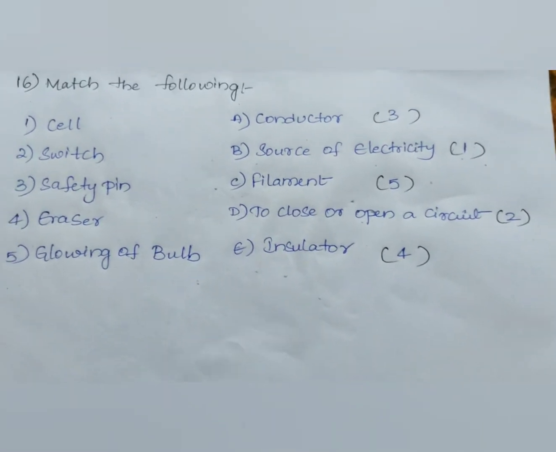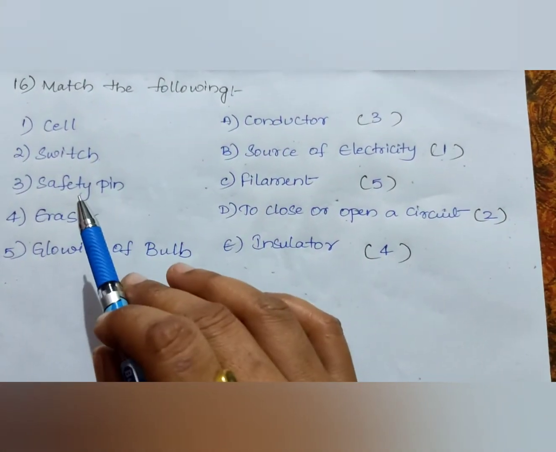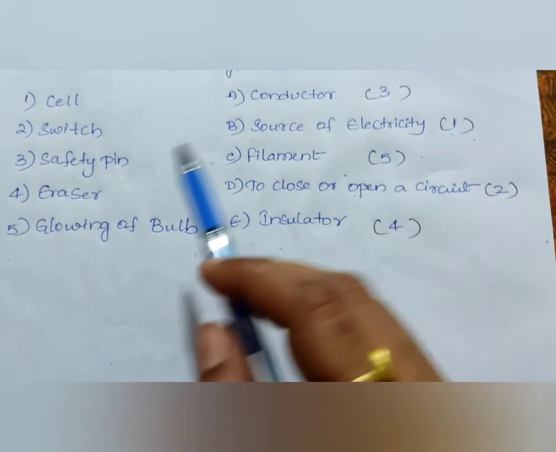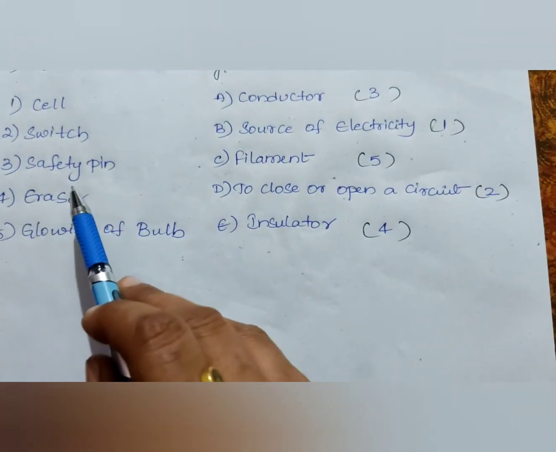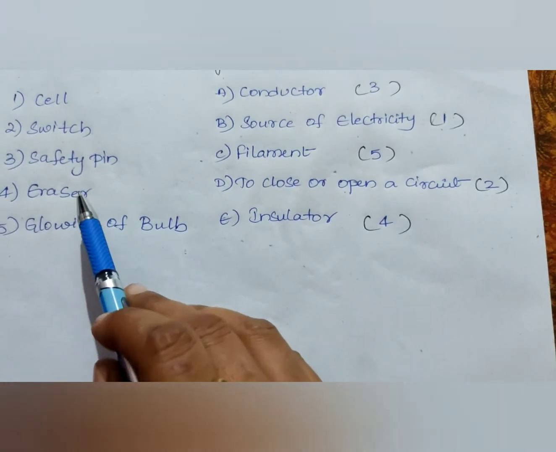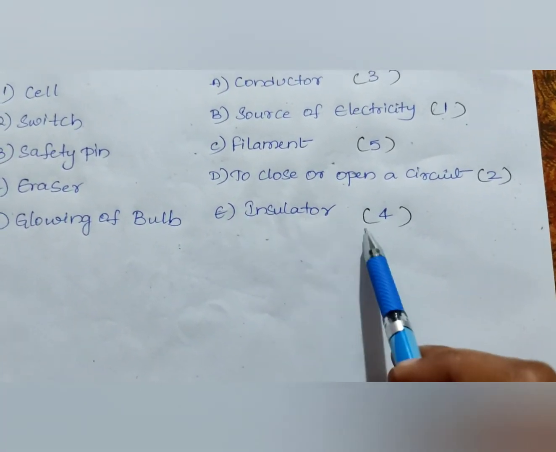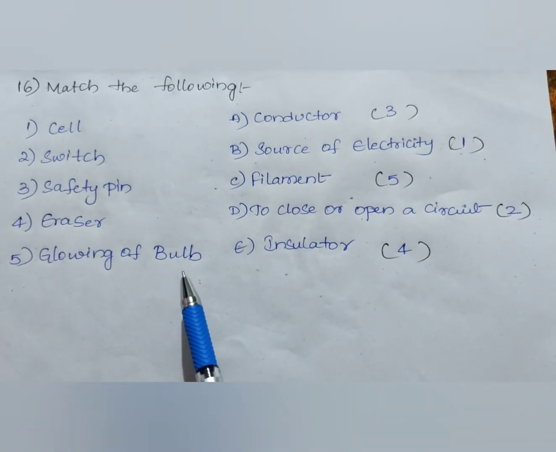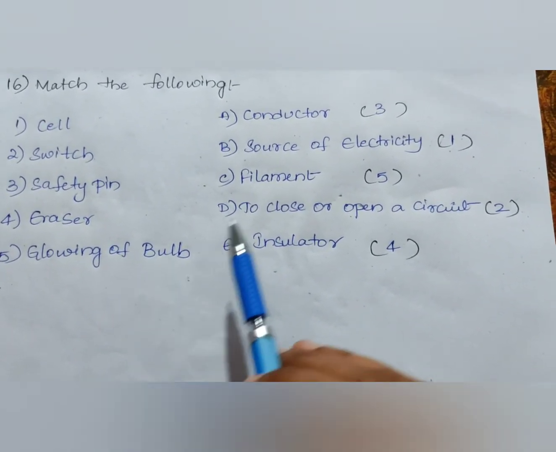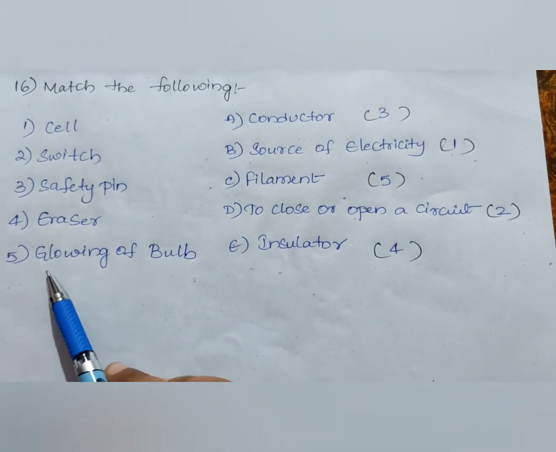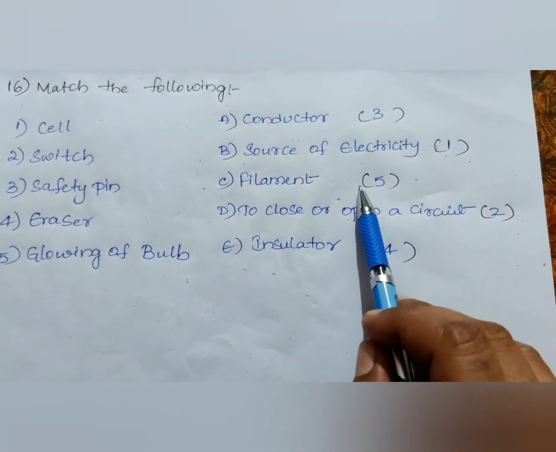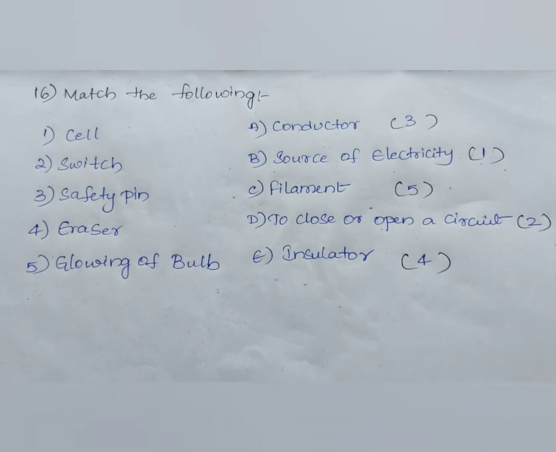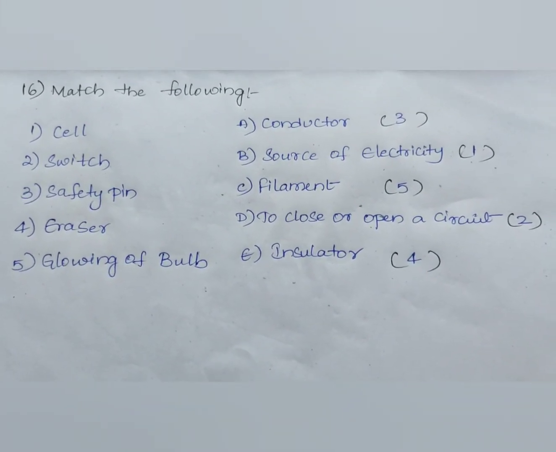Next, safety pin. We have seen the activity in which safety pin is a conductor. So number 3. Eraser, it does not allow the electricity to pass through it. So it is an insulator. So number 4 to insulator. Glowing of bulb. In the bulb, the thing which helps in glowing of the bulb is the filament. So glowing of bulb is filament. So number 5. So these are the question answers for the lesson Simple Electric Circuit.